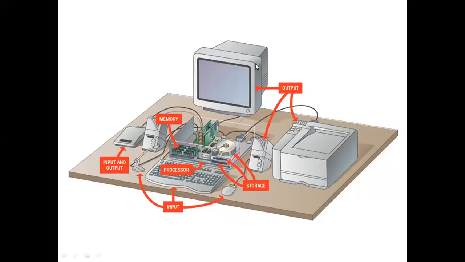Still, we are looking at the physical components of the computer system, computer hardware. And some of the internal components of the system unit, like memory, have been highlighted. The storage device, which is the hard disk or hard drive, has been highlighted. Some examples of the output have been highlighted.